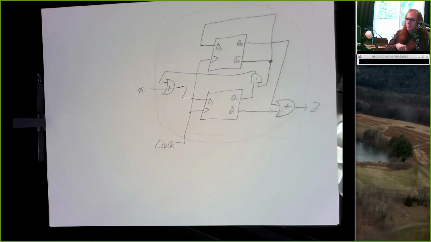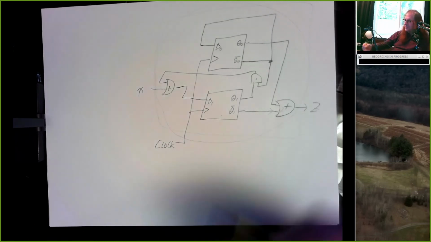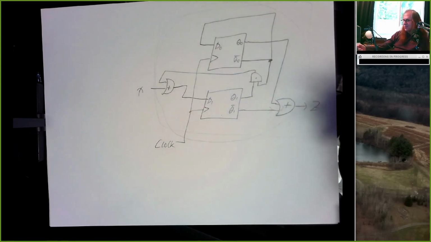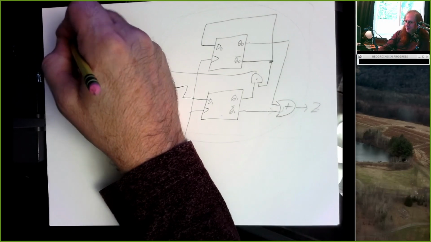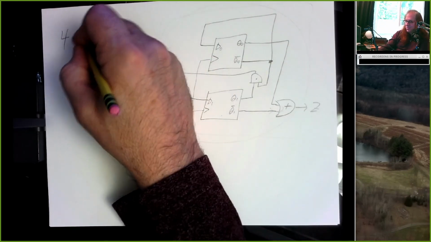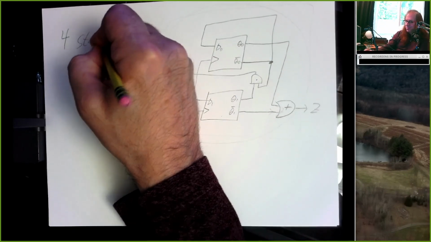So this is like the question: if you have two bits available to represent something, how many things can you represent? A total of four, two to the second. So there are four states possible.